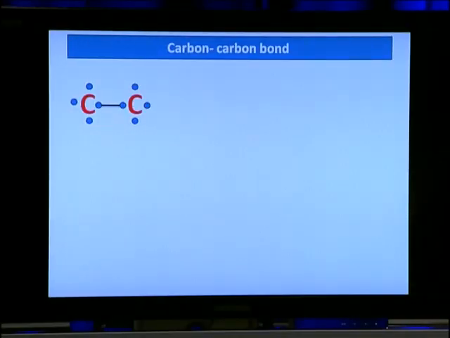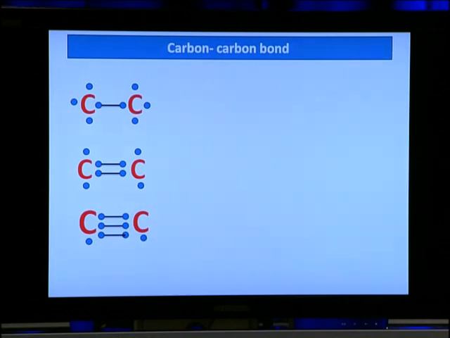When 2 carbons are connected to each other, there are possibilities that carbon can form a single covalent bond involving 1 pair of electrons. At times, carbon can also link to one another, forming a double covalent bond involving 2 pairs of electrons. And finally, carbon can also form a triple covalent bond involving 3 pairs of electrons.